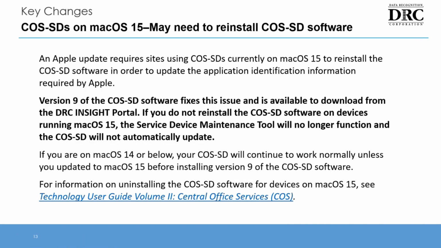The next key change is regarding COS service devices that are running Mac OS 15. An Apple update requires sites using COS-SDs currently on Mac OS 15 to reinstall the COS-SD software in order to update the application identification information required by Apple. Version 9 of the COS-SD software fixes this issue and is available to download from the DRC Insight portal. If you don't reinstall the COS-SD software on devices running Mac OS 15, the service device maintenance tool will no longer function and the COS-SD will not automatically update.